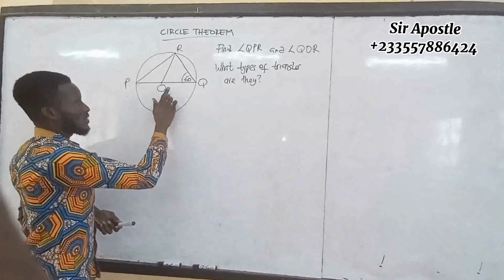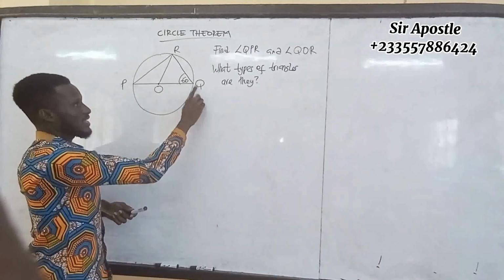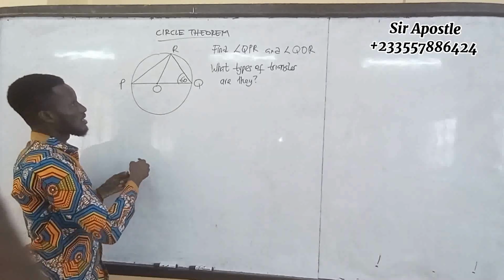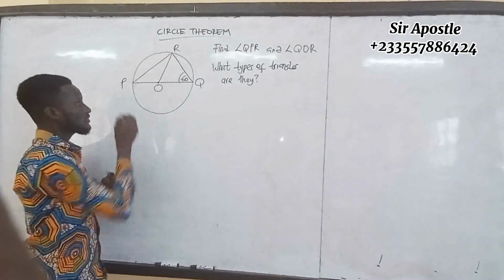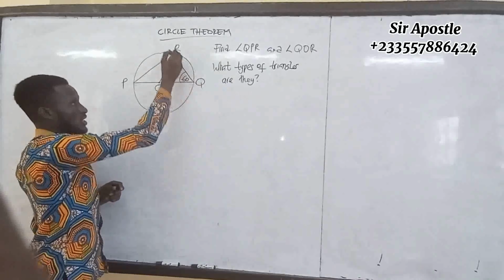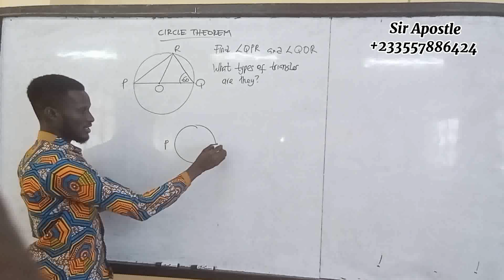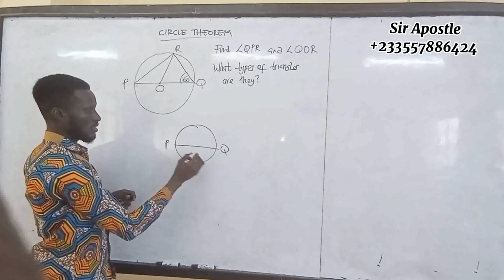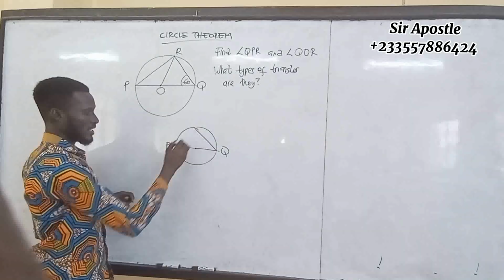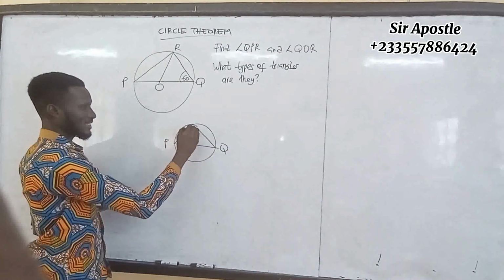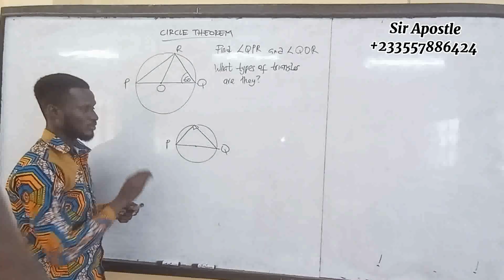Now, looking at this one, this PQ is the diameter of a circle. The diameter is forming an angle at R. This one comes here and this one comes here, so it looks like this. We have P here, Q here, the center is here. So this one is the diameter, and it is forming an angle at R. So this particular angle is 90 degrees per the diameter rule.